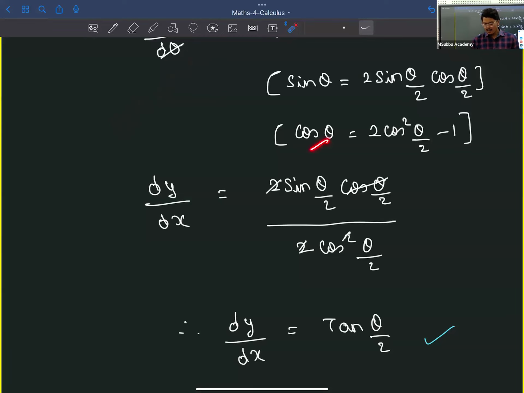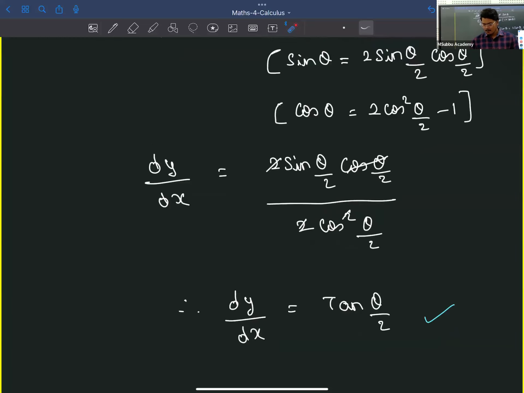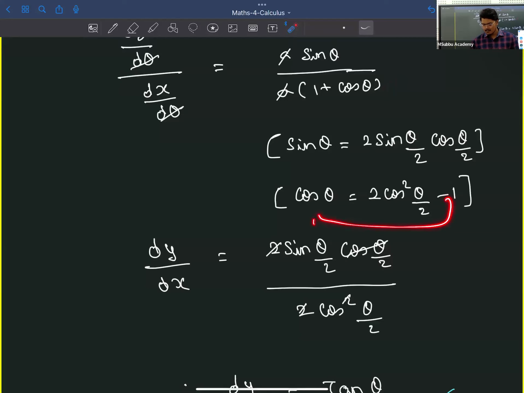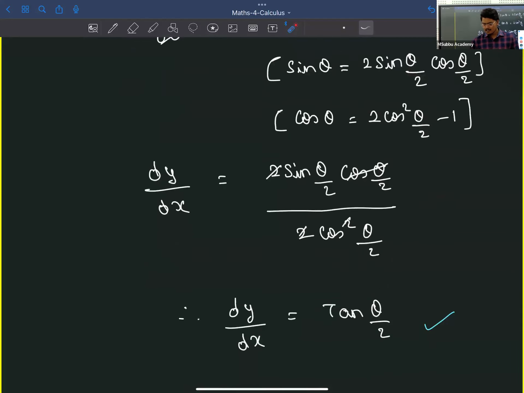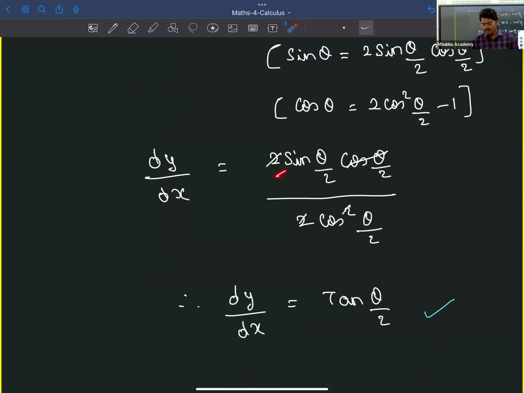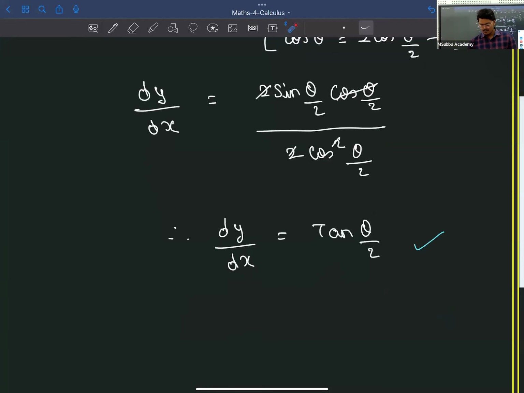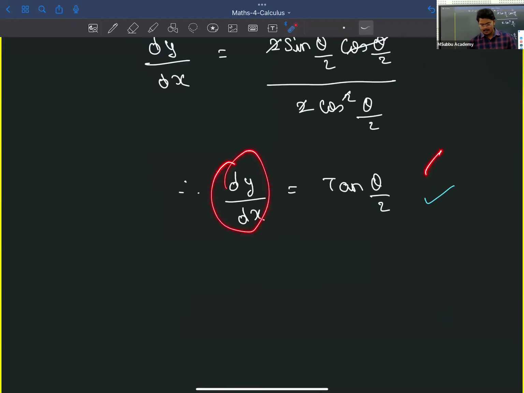Now writing in theta by 2 terms, cos theta is equal to 2 cos square theta by 2 minus 1. But here what we want is 1 plus cos theta, so take this 1 to the other side. So 1 plus cos theta is nothing but 2 cos square theta by 2. So we have 2 sine theta by 2 cos theta by 2 over 2 cos square theta by 2. One cos theta by 2 cancels, the 2 gets cancelled, so sine theta by 2 over cos theta by 2, which is nothing but tan theta by 2. That is dy by dx. That's all.